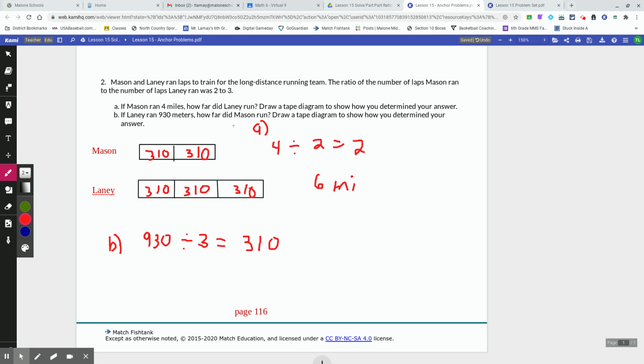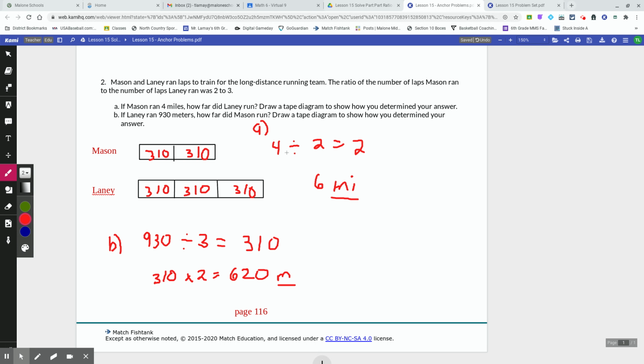So they want to know how far did Mason run. Well, it's going to be 310 times 2, which would be 620. And the label is meters. So that's just an M. Notice miles is MI, meters is just an M.